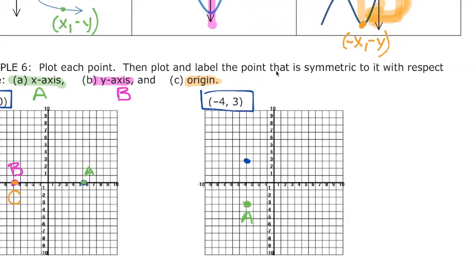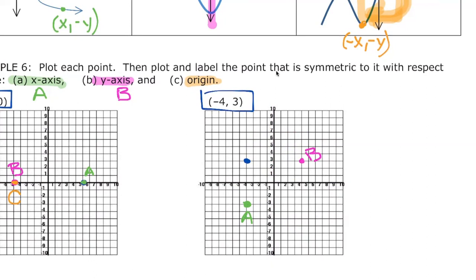Now for the y-axis symmetry, this is my y-axis. It goes up and down. I want to be symmetric to it. So since it's on the left side, I need to flip it to the right side. So it's going to be somewhere over here. Notice from the y-axis, it's 4 spots away. So I have to count 4 spots away in the other direction. So 1, 2, 3. And that's my point B. That's my y-axis symmetry. And then lastly is the origin.